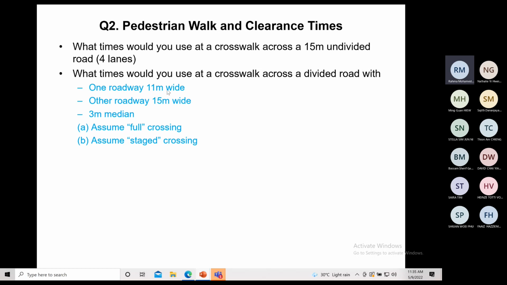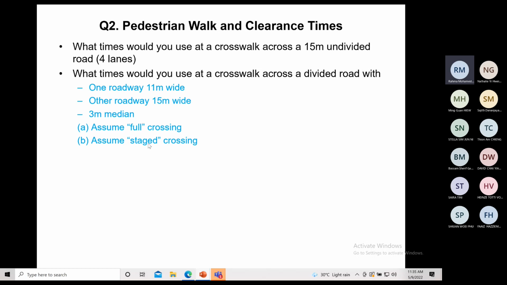So this is a divided road. One roadway is 11 meters wide, the other one is 15 meters wide, and they are separated by a 3-meter median. At first, you assume a full crossing, so it means you cross the 11-meter wide road, pass through the median, and then cross the 15-meter wide road, all at a single go. You don't stage your crossing. So the first one, you assume full crossing. You cross the whole road at once.